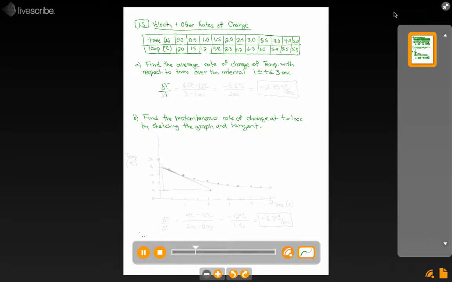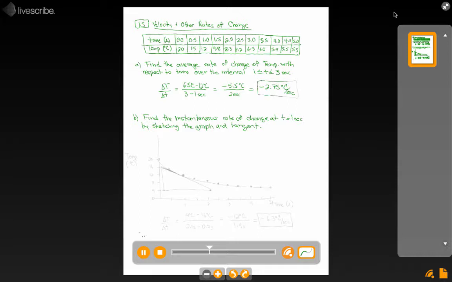Change in temperature over change in time from 3 seconds to 1 second. The temperature at 3 seconds is 6.5 degrees Celsius. Temperature at 1 second is 12 degrees Celsius. So if you subtract those, you find that this thing has dropped. In other words, negative 5.5 degrees Celsius is my change in temperature. 2 seconds is my change in time. Negative 5.5 divided by 2 gives me negative 2.75 degrees Celsius per second.